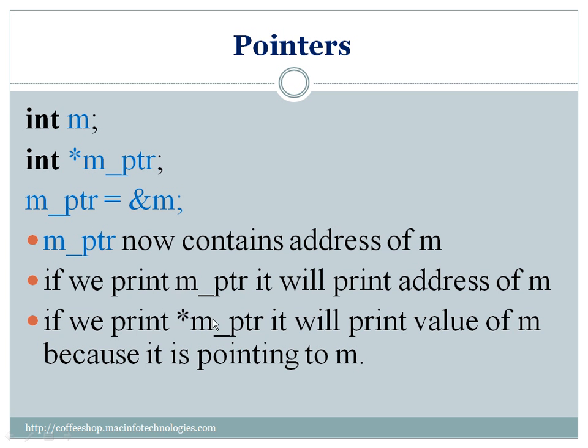But if we print *m_ptr, this is a pointer. Whenever we say star, the asterisk symbol, also called the indirection operator, *m_pointer will print the value of m because it is pointing to m. So whenever we provide an address to the m_pointer and we say star, it points directly to the variable m's location, and we can access the m location using this pointer.